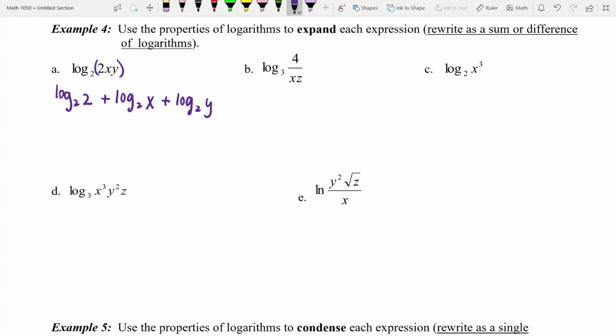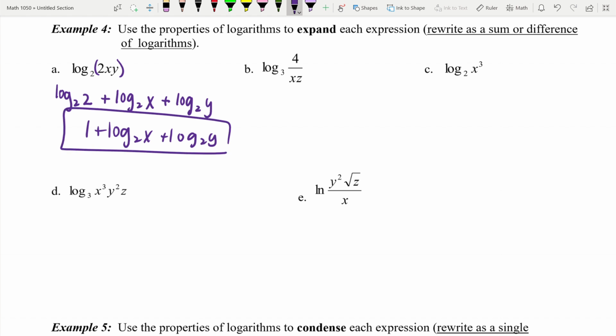You guys know Weber State loves all or nothing questions, right? If this was an all or nothing question, you would get nothing. Why? Log base 2 of 2 is what? That's a 1. Good. So you have 1 plus log base 2 of x plus log base 2 of y. Put a box around it and you're done.